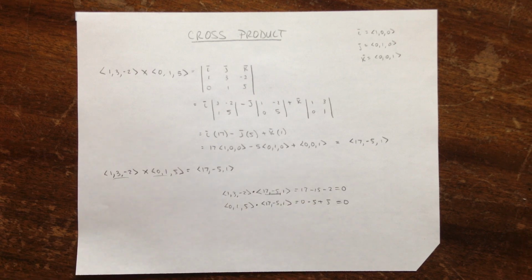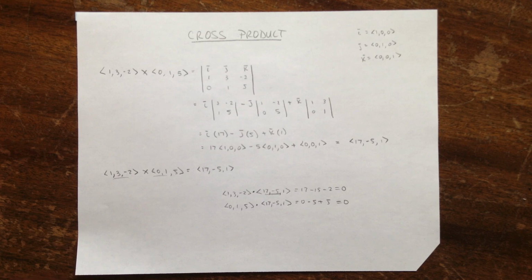So that's what the cross product does. It takes two vectors in R3 and it gives you a vector that is orthogonal to both of them, that is perpendicular to both of them. This can be very handy.